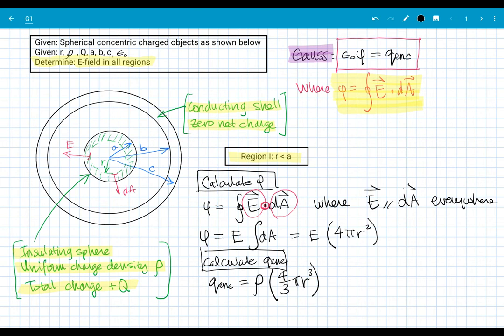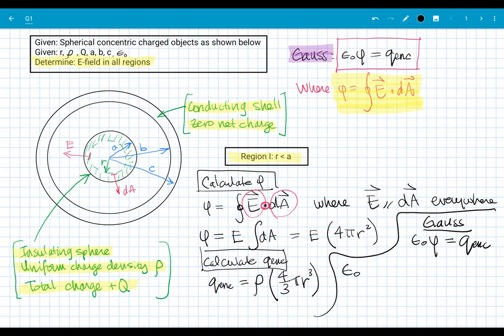Okay, so I've gotten my flux, I've gotten my Q enclosed. What I'm going to do now, and I'm running out of space a little bit, so I'm going to do it over here, is relate those two in Gauss's law. So Gauss's law tells me that epsilon naught times flux equals my enclosed charge. Epsilon naught times my flux, and my flux in this case is E 4 pi r squared, is equal to my enclosed charge. And my enclosed charge in this case is rho times 4/3 pi r cubed.